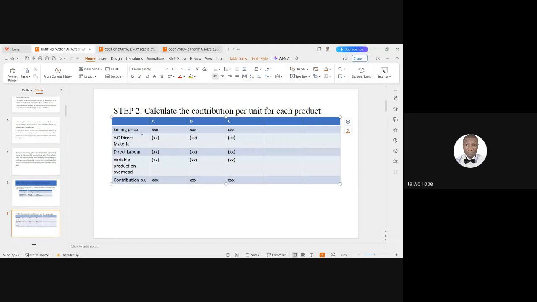Selling price less variable cost gives you contribution per unit. Take note, contribution per unit will lead you to the computation of contribution per limiting factor. Take note, there are two steps of contribution. One is contribution per unit, one is contribution per limiting factor. But you need this contribution per unit to determine the contribution per limiting factor.